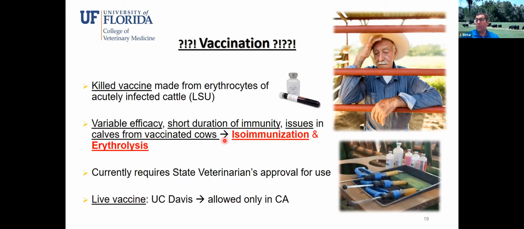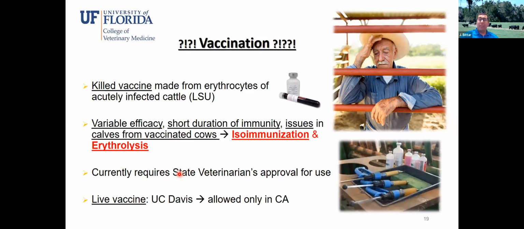So isoimmunization, erythrolysis, those ugly words here, is nothing more than a kind of blood reaction from the cow that causes disease in the calves. To develop this vaccine, they need to infect animals, cows or cattle, collect their blood and then isolate the Anaplasma. But in that process, sometimes you have some red blood cells from those donors, and those are the ones causing this. So what happens? Those calves get sick and they die because their mothers were vaccinated with this kind of vaccine, the killed vaccine.